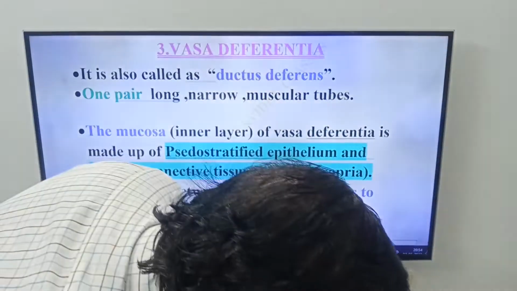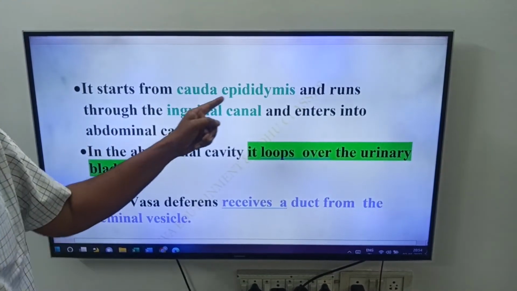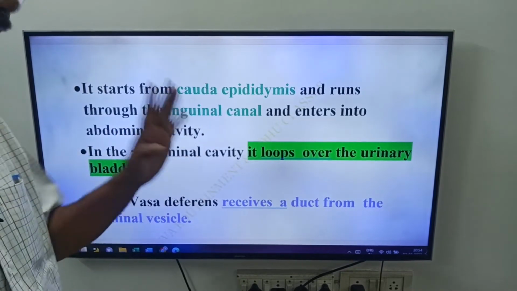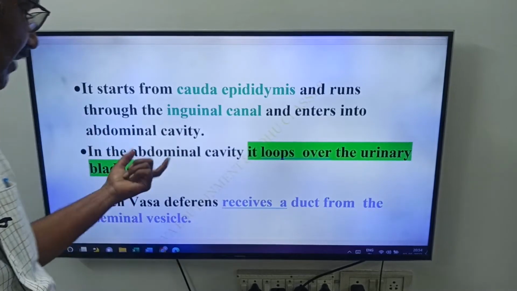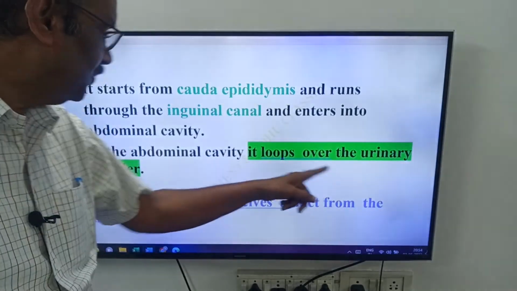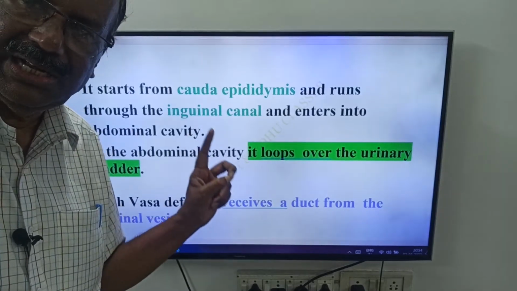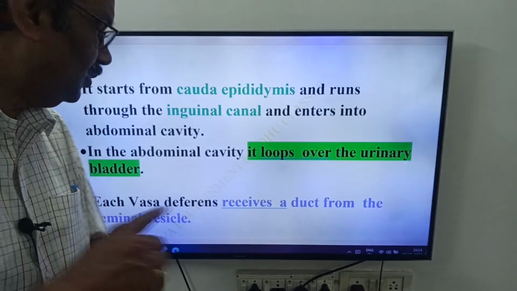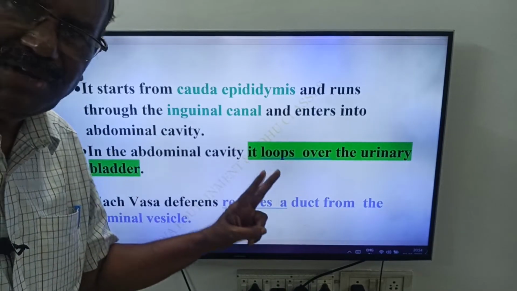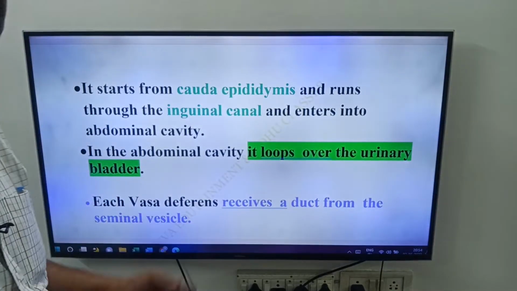Now see, friends, this vas deferens starts in the cauda epididymis, runs through the inguinal canal and enters into the abdominal cavity. Now very, very important: in the abdominal cavity, this vas deferens loops over the urinary bladder. This vas deferens, how many do we have? One pair, friends. Each vas deferens receives a duct from the seminal vesicle.